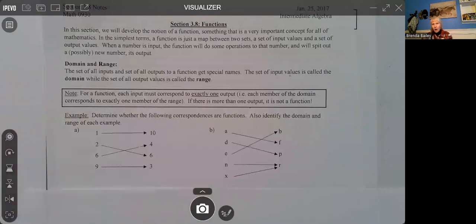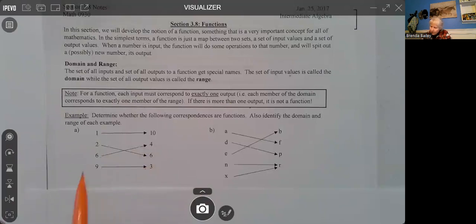All right, so again, our arrow represents a function. You're putting a 1 into the function, and out comes a 10. You put in a 2 and out comes a 6. You put in a 6 into the function and you get a 4 that comes out. If you put in a 9 into the function, out comes a 3. We're going to determine if it is a function or not first. Then we'll identify the domain, and then we'll identify the range.